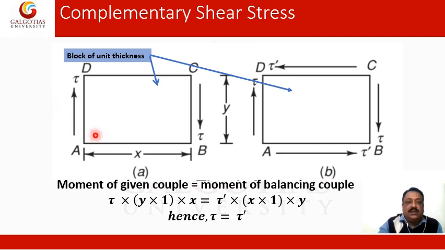Now consider a shear stress which is acting on face AD and CB. These are equal and opposite forces, which are stresses not acting in the same line of action, but they are equal and opposite, separated by a distance x as shown here. Now what will happen? They will try to rotate this block of unit thickness in clockwise direction as I am showing here.